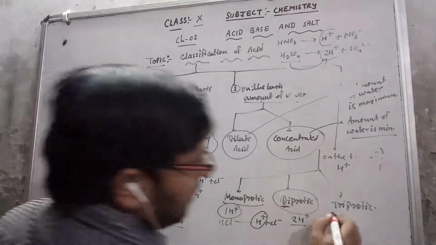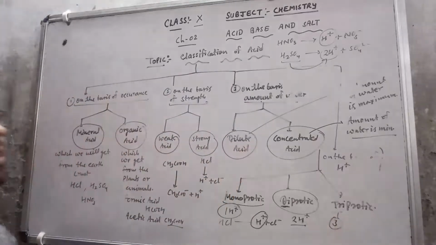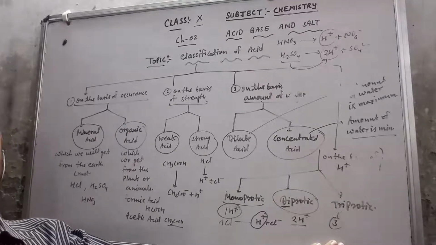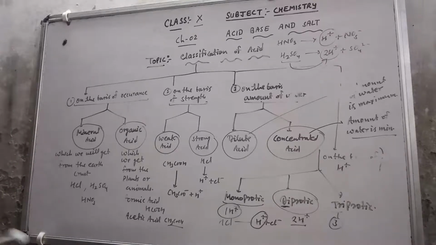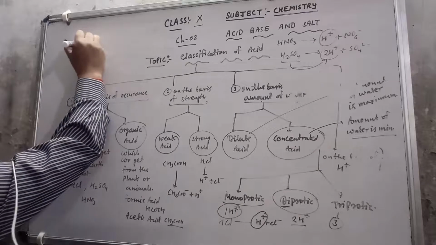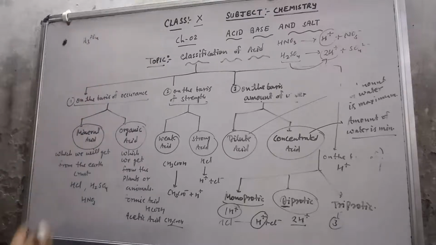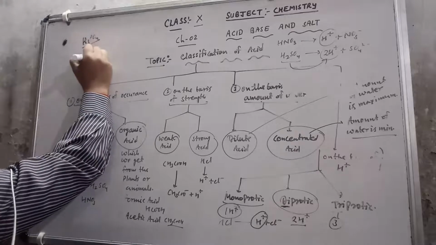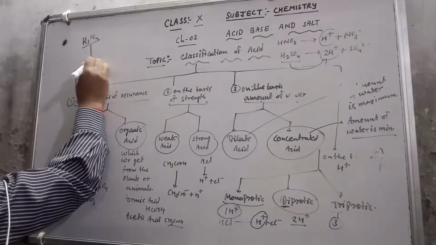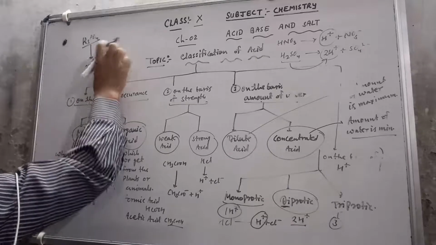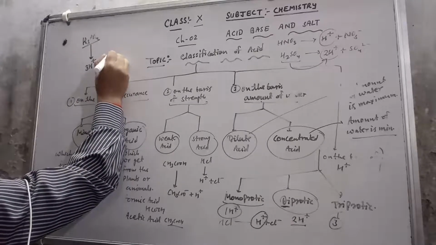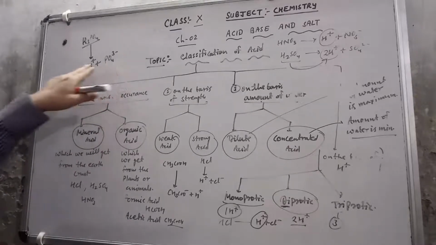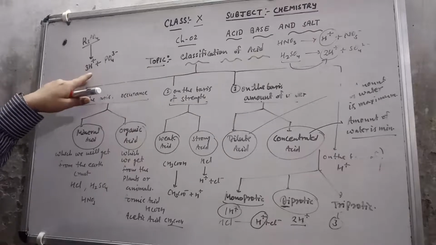The third is the triprotic acid. Tri meaning three, that meaning the acid which will give us three hydrogen ion, they are called triprotic acid. Like suppose I have phosphoric acid, this is H3PO4. When I dissolve it in water, it will give us 3 hydrogen ion and 1 phosphate ion, PO4 3 negative. So it is giving us 3 hydrogen ion, so we can say that this is a triprotic.